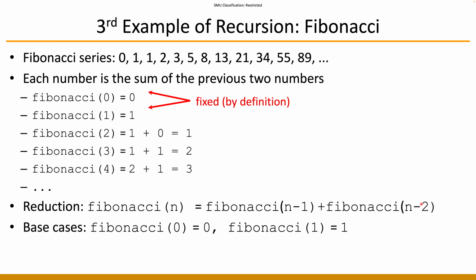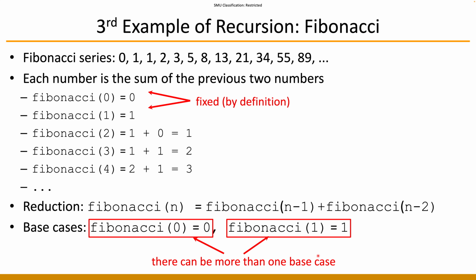Right, so the reason why this is a reduction is that both n minus 1 and n minus 2 can be calculated based on exactly the same rule, but just keep reducing n's value by either 1 or 2. And then when you reach either 0 or 1, you cannot do anything. So we just return the value of 0 and 1 as the base case.